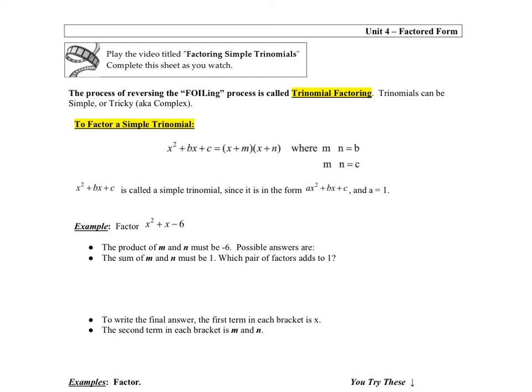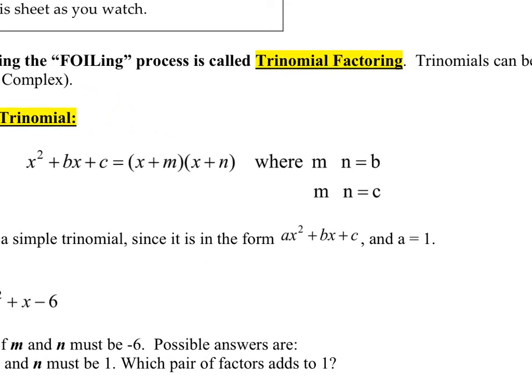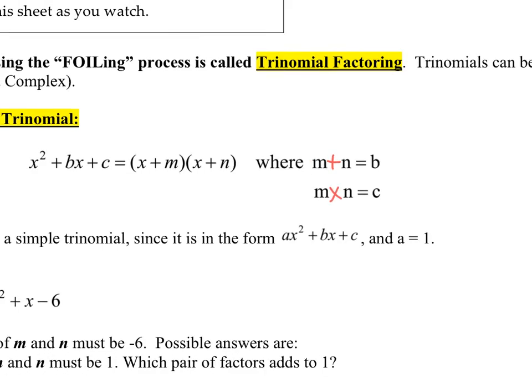Now, the process for a simple trinomial. A simple trinomial is when that x squared term has a coefficient of 1. So that's what it says right here: standard form when a equals 1. There's a quick shortcut that we can use. If I find two numbers that add up to my b term and multiply to my c, I can factor. So I'm just going to zoom in and write that in. m plus n gives me the middle term. m times n gives me the constant term.